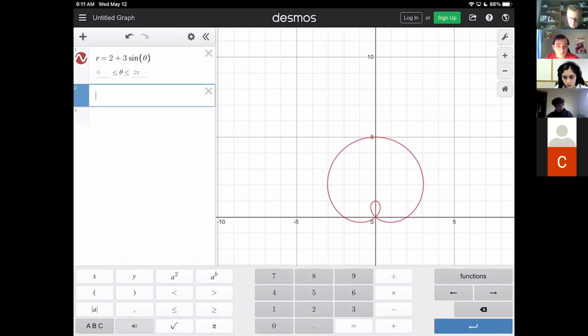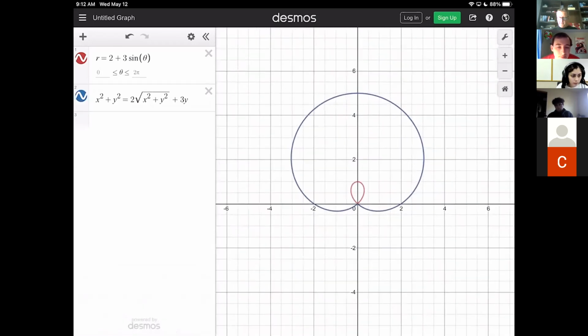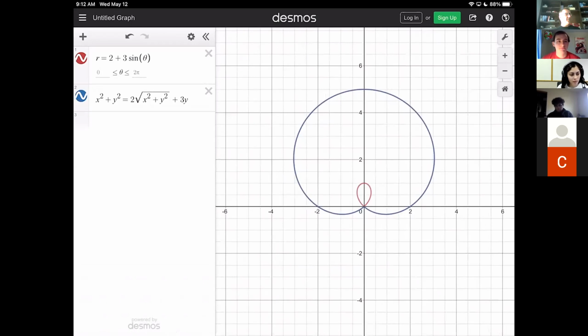Well, what was that equation? x squared plus y squared on the left side. This is the easiest version I had it in. And then 2 times the square root of x squared plus y squared. Let's go in that direction. So at this point, it's just a circle. And then plus 3y. Look at that. Now look carefully. What do you notice? It doesn't have the little loop. Doesn't have the little hoop-de-doo, does it? So that's kind of interesting, isn't it?